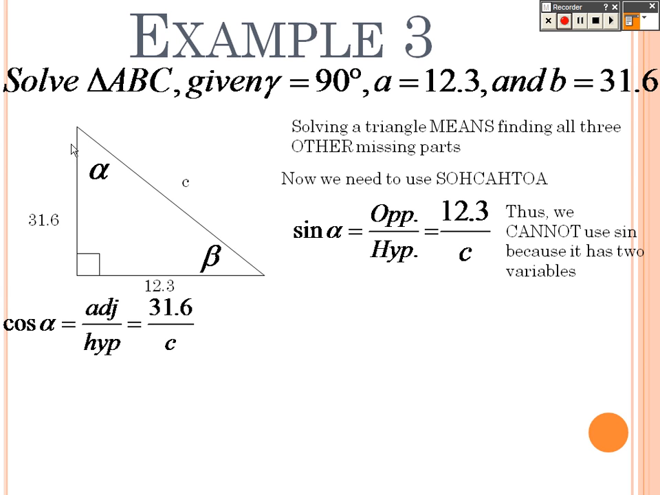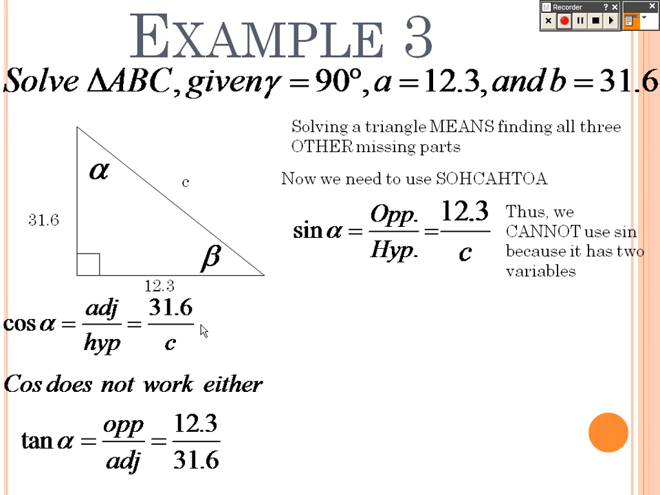Cosine is adjacent over hypotenuse, which would be 31.6 over C. I don't know C, so that won't help. So cosine doesn't work right now either. Tangent would be opposite over adjacent. So that one works, because we have numbers in both the top and the bottom.